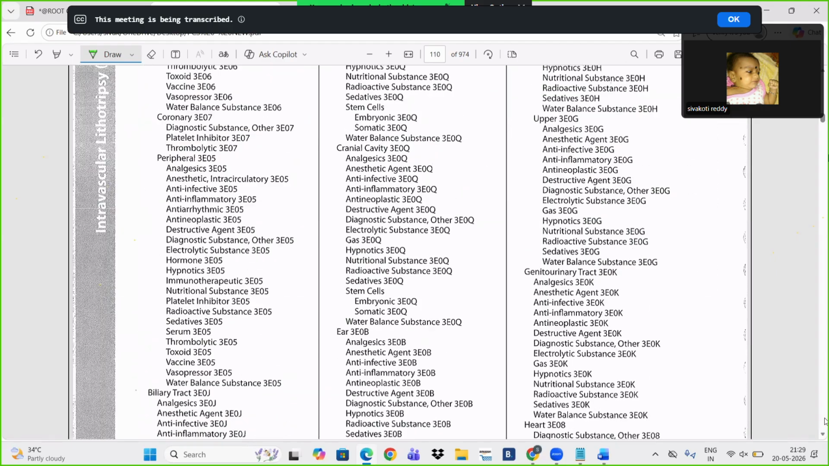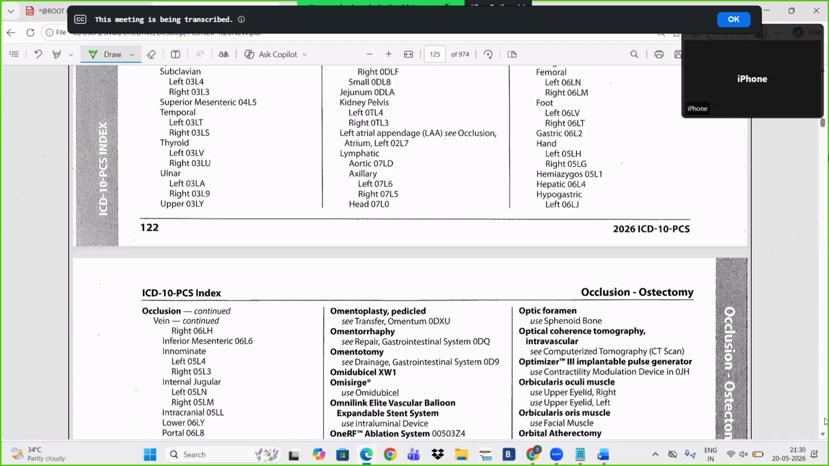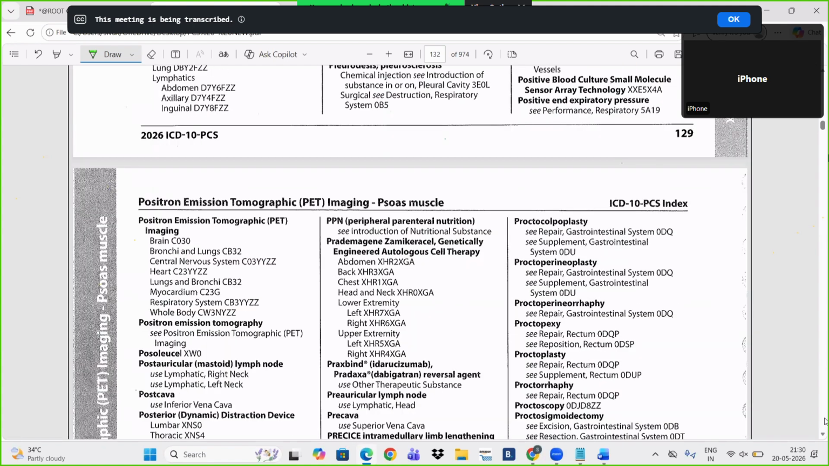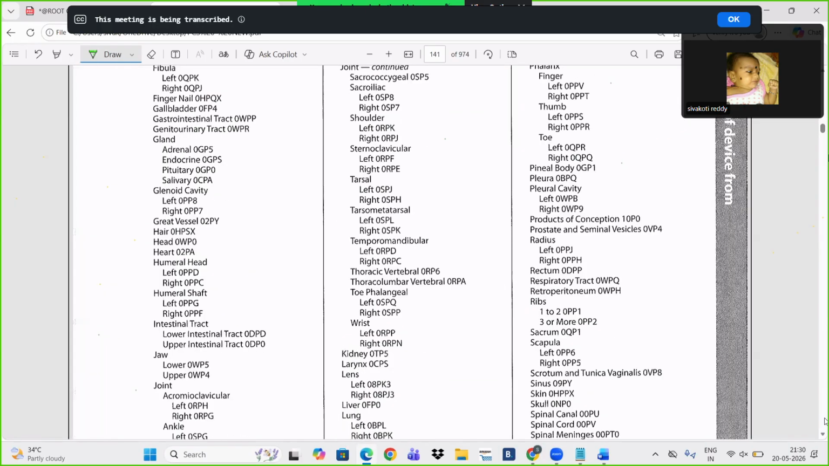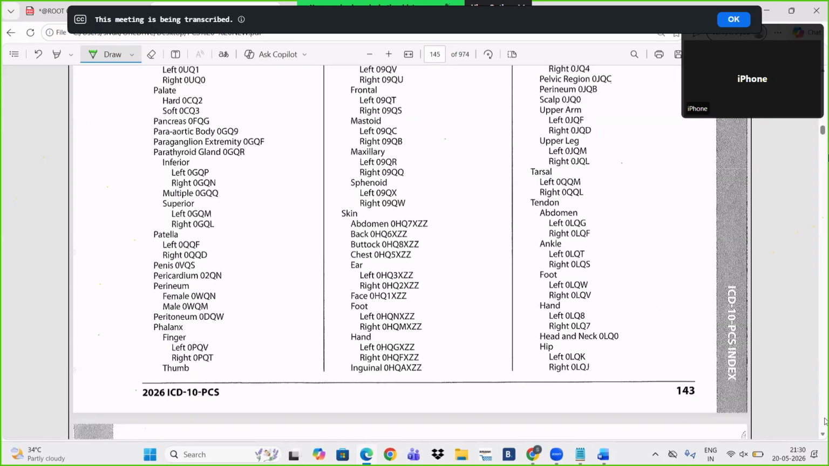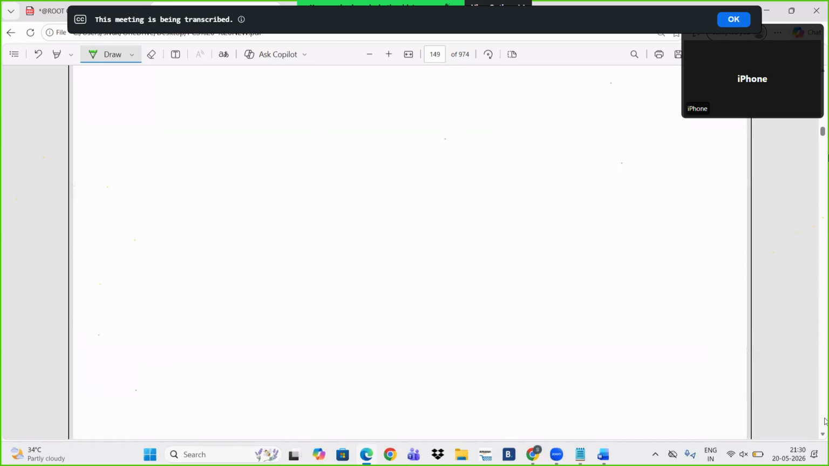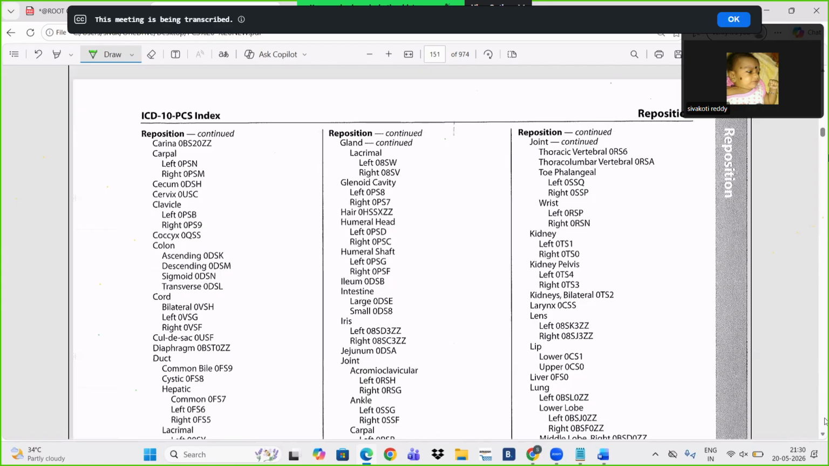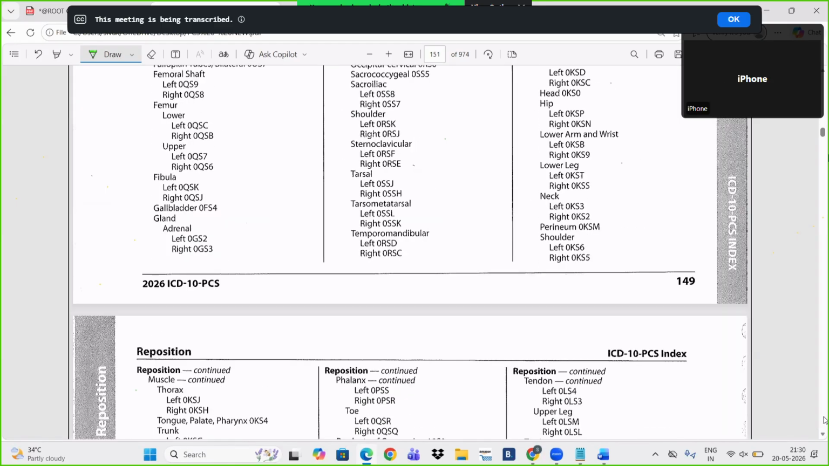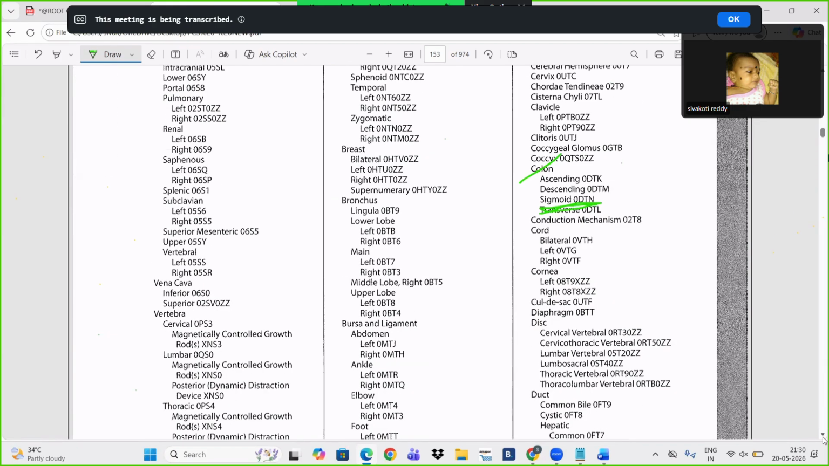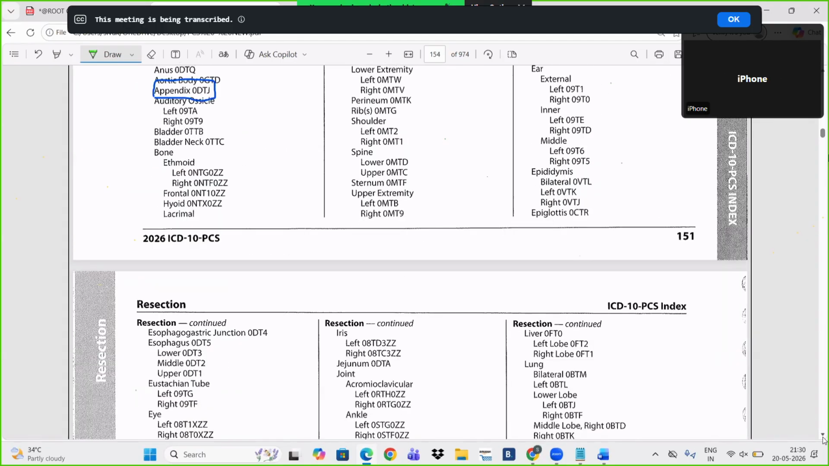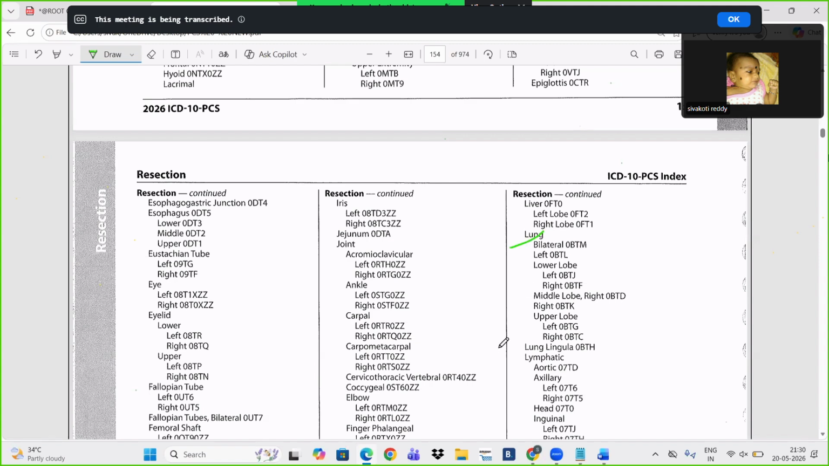Yes, sir. Wait. Under the resection, lung. Release. Repair. Resection. Under resection. Here resection. Under resection, check the lung. Lung. Under lung, left. 0BTL, correct?